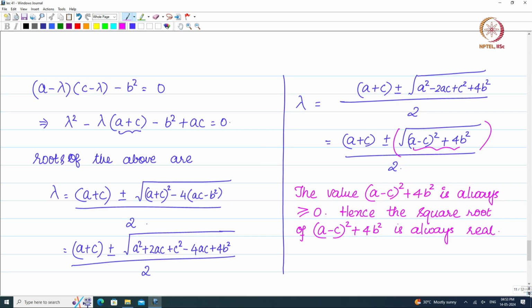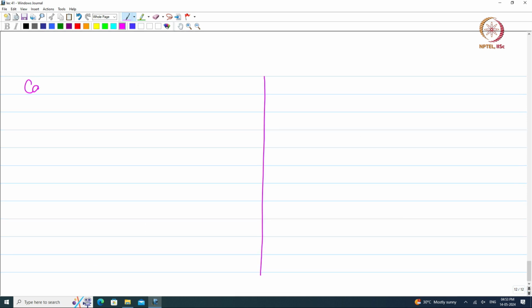So, case 1, when A minus C the whole square plus 4B squared is equal to 0. What happens? This implies a sum of two squares is 0, which means individually they must be 0. So, we have A minus C is equal to 0, which implies C is equal to A, and 4B squared is equal to 0, which implies B is equal to 0.